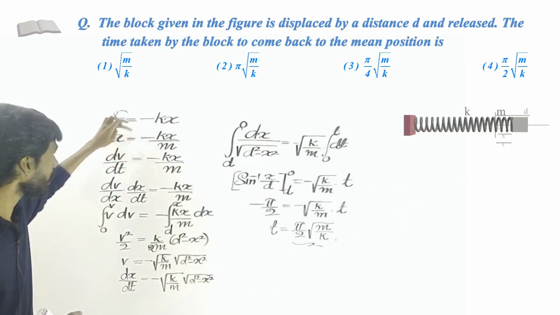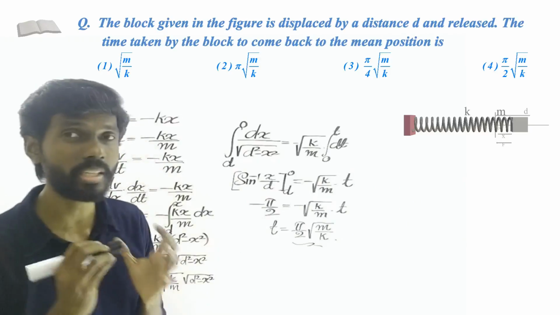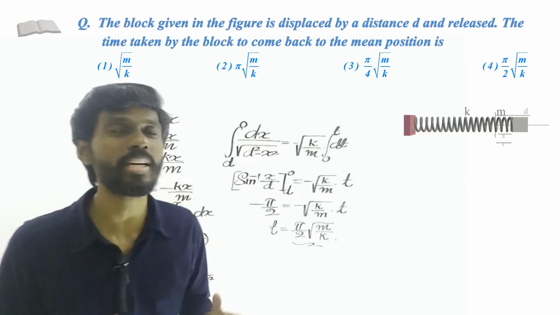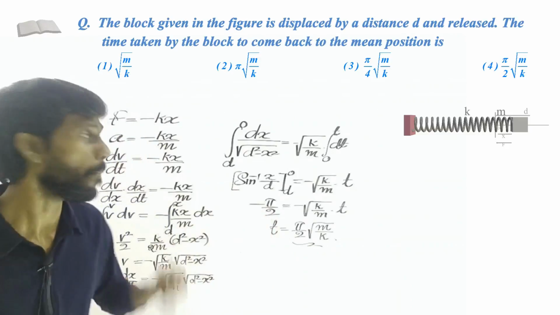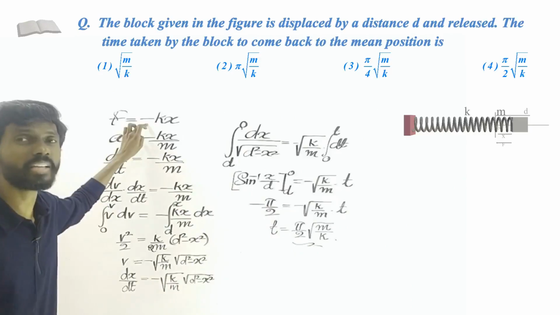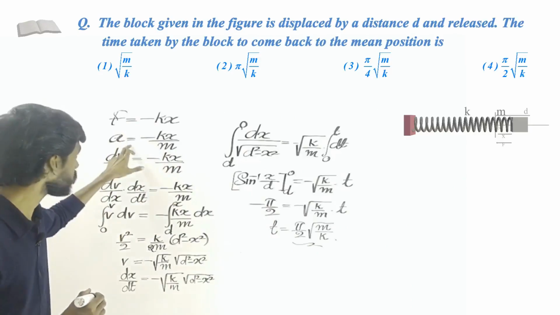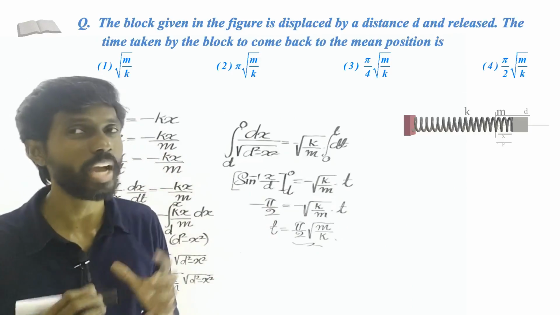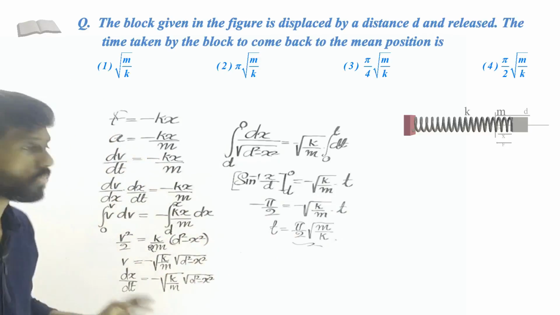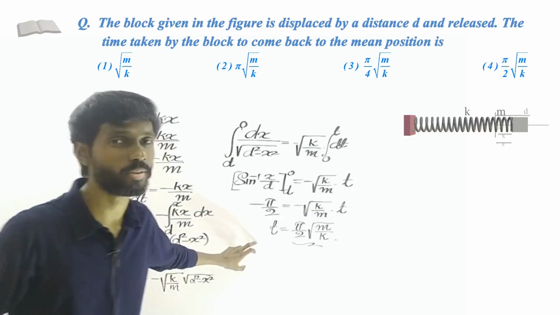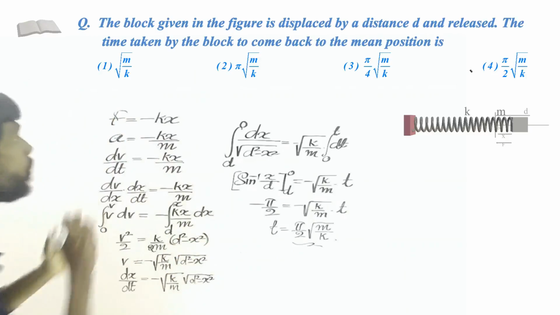If this force or this acceleration is a constant value, then we could have used the basic equations of motion like s equal to ut plus half at square. But because this force is variable, the acceleration is variable, not constant, so we have to use basic calculus, differentiation and integration, and finally we got the answer t, that is pi by 2 root m by k. Okay.